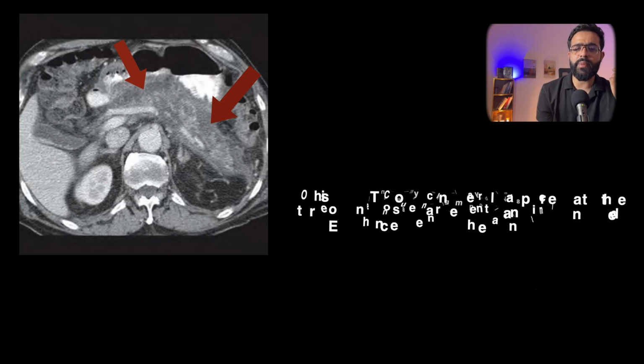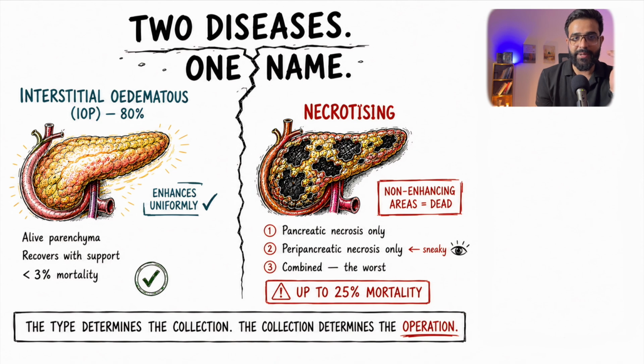Subtype 2 is peripancreatic necrosis only. This one surprises people. The pancreas itself enhances normally. It looks normal, but the fat around it is necrotic. The collection around the pancreas contains solid necrotic material. On CT, normal-looking pancreatic enhancement but a heterogeneous peripancreatic collection.